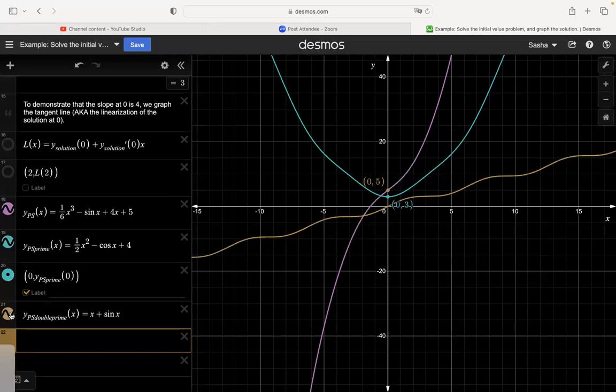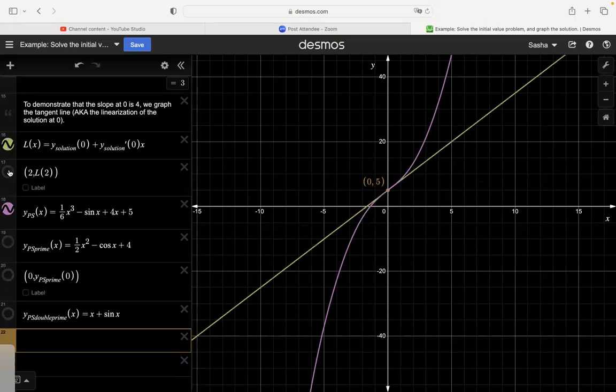But none of that is necessary to solve the differential equation. You just anti-differentiate twice, evaluate the solution and the derivative at x equals 0, set those values equal to 5 and 3 respectively. Solve for C1 and C2, and then substitute those into the general solution to get a particular solution. In this case, our particular solution is that one right there.